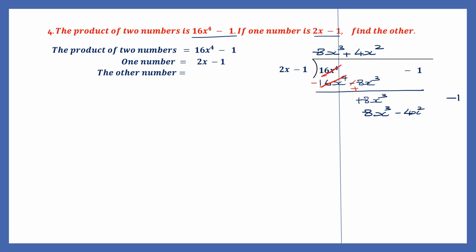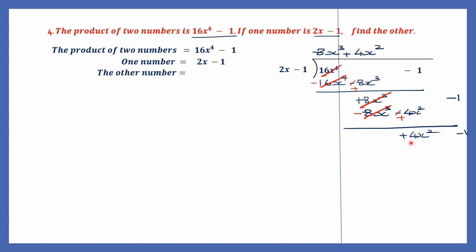So now let's subtract. So here plus becomes minus, minus will now become plus. So now let's subtract this. So here plus 8 minus 8 is 0. So cancel these two. And here we have plus 4x square, and at the end we have minus 1.